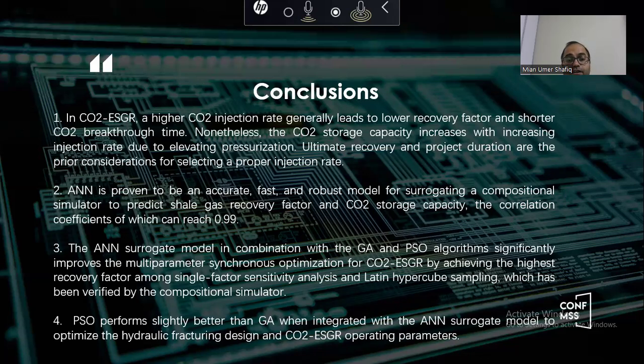The ANN surrogate model in combination with the GA and PSO algorithms significantly improves the multi-parameter synchronous optimization of CO2-ESGR by achieving the highest recovery factor among single factor sensitivity analysis and Latin hypercube sampling, which has been verified by the compositional simulator. And finally, PSO performs slightly better than GA when integrated with the ANN surrogate model to optimize the hydraulic fracturing design and CO2-ESGR operating parameters.